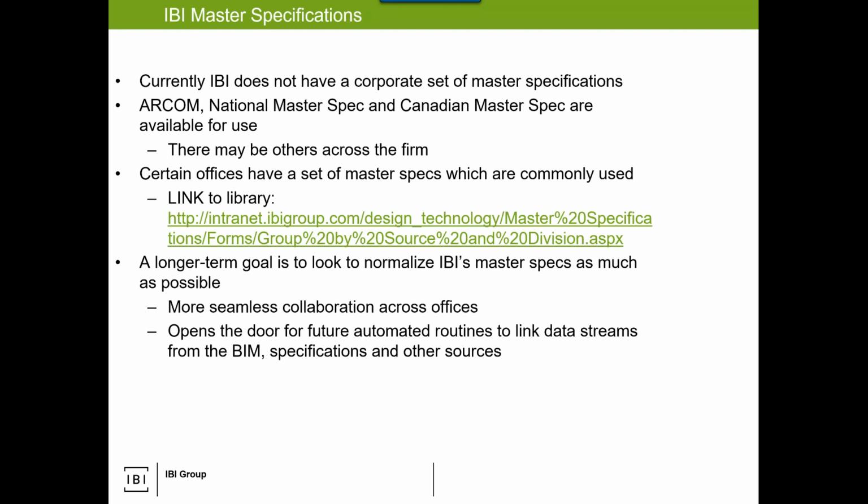Master specs. Now, this is an IBI spec, obviously, but inside IBI, a lot of the industry firms will use things like ARCOM or the NMS, the National Master Specs, where a lot of these items are out of the box, built in defined specification documents that you can then link to your models. But that's what I talked about, opening the door for future automated routines to link data streams from the BIM. That's my brain. That's where I see the future of everything.